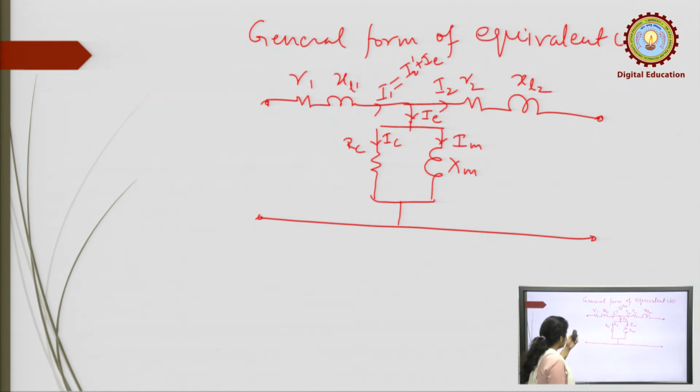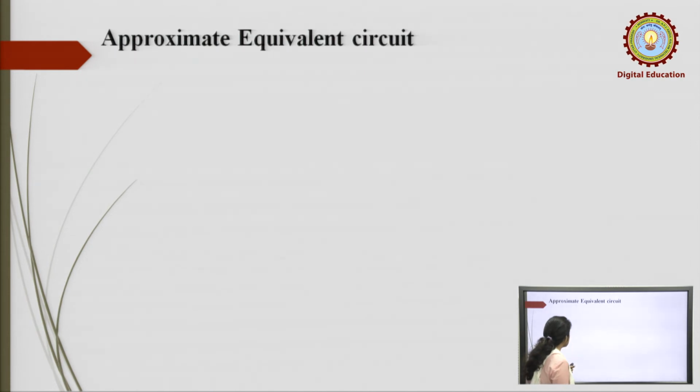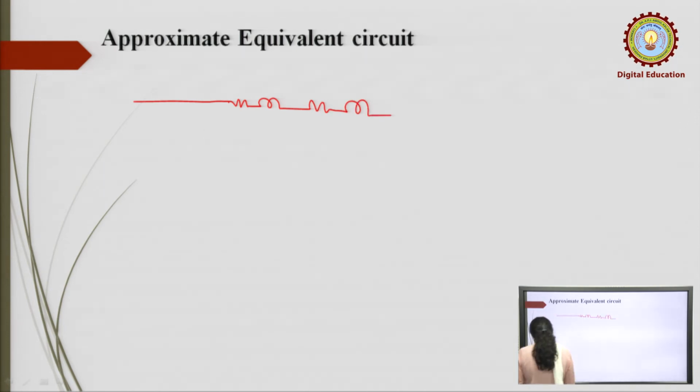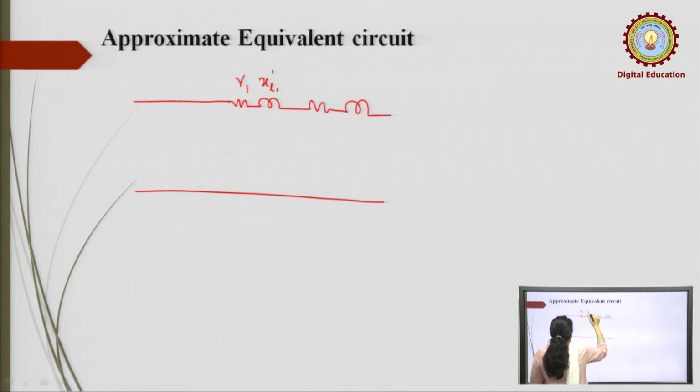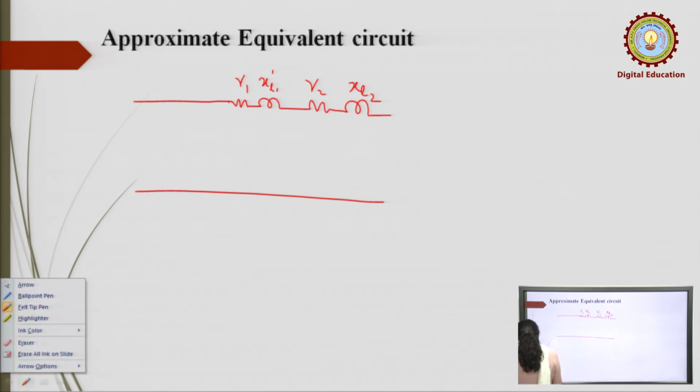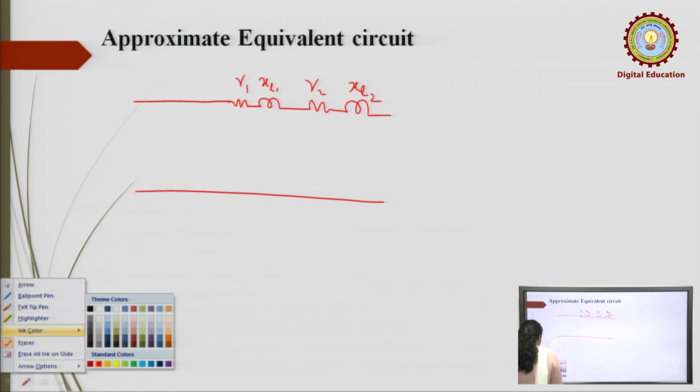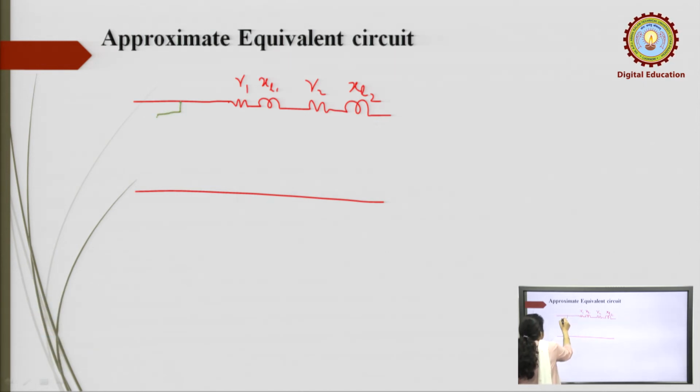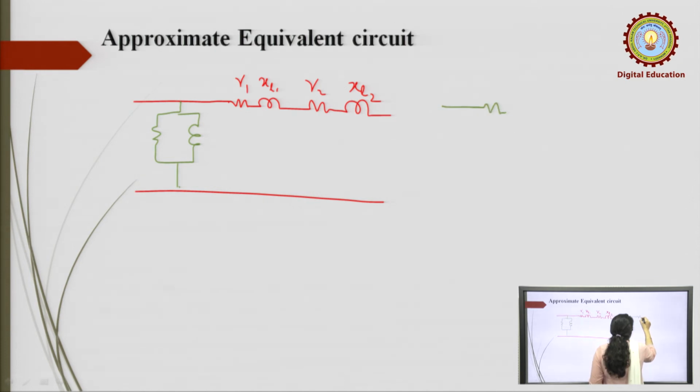Okay. So how this equivalent circuit is approximated, you can see in two ways. You can approximate this equivalent circuit by either transferring this branch, or you can transfer this branch after this.